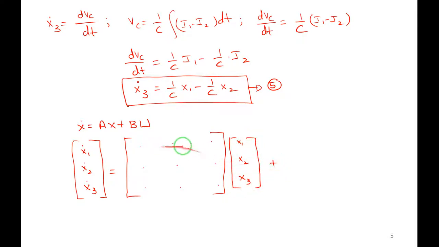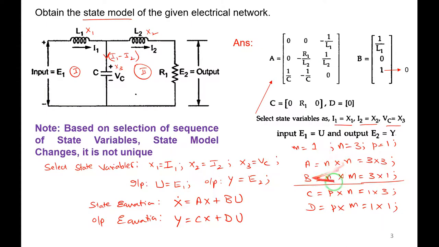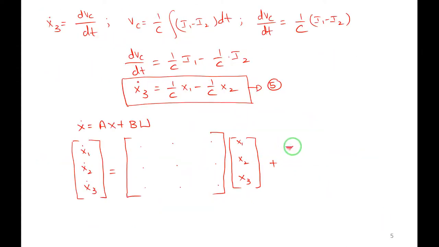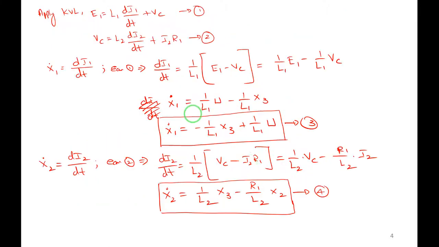So B, what is the order of the matrix? B is 3 cross 1, which means 3 rows, 1 column. So first element, second element, third element, 3 cross 1, right? Then into u. How many inputs are there? Only one input, u. Is it fine? Next, we will have to fill up these elements looking at equations 3, 4, 5.